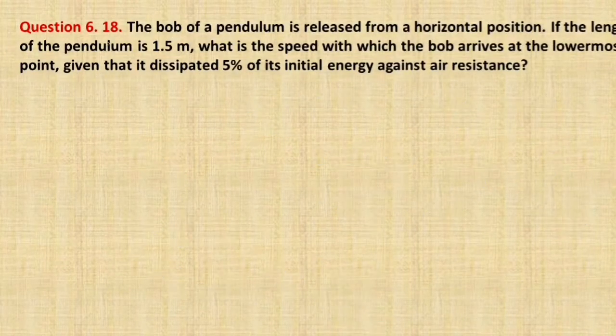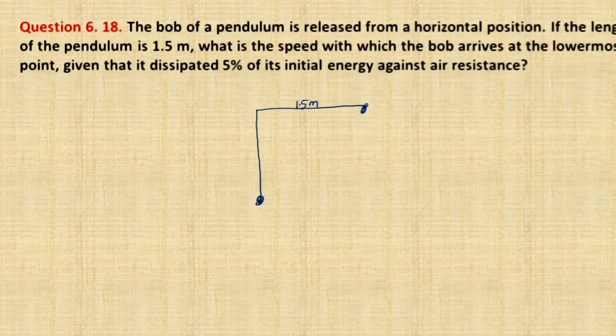Now let's do question number 6.18. The bob of a pendulum is released from a horizontal position. You see this one? This is the simple pendulum. This is the actual position. Now the simple pendulum position is here. This is the horizontal position. If the length of the pendulum is 1.5 meter. So the length of the pendulum is 1.5 meter.